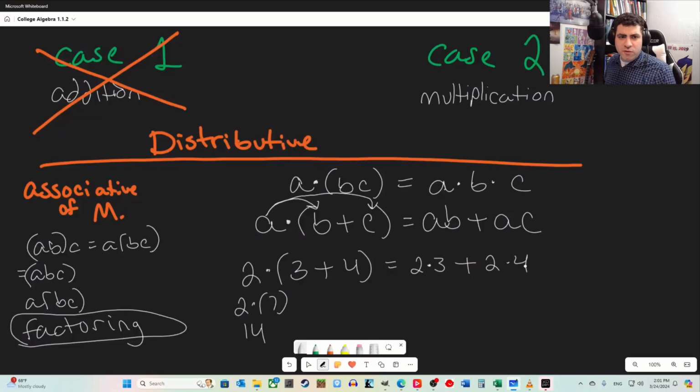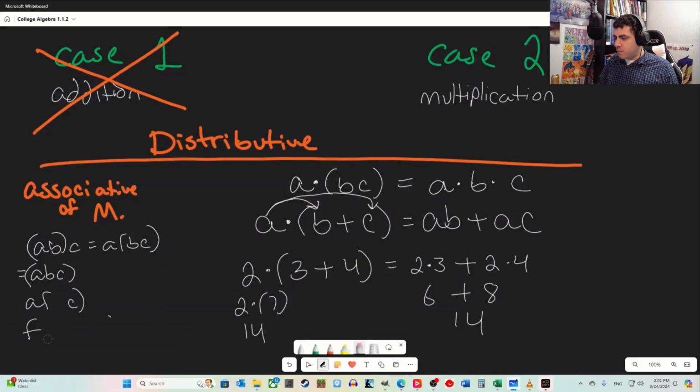Does this equal 14 just like it did with the previous way we tried it? Let's find out. We have 2 times 3 is 6. That's a 3, not a 6. 6 plus 2 times 4 is 8. And 8 plus 6 equals 14. It's the same. You can multiply the number on the outside to all the parts on the inside. That is called the distributive property. And it works the opposite way.